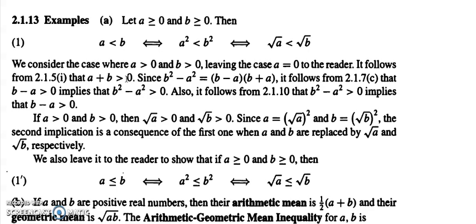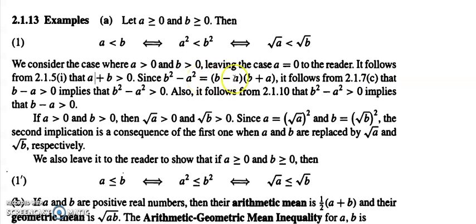A plus B will be greater than 0. Why is this? Because A is greater than 0, B is greater than 0. So adding these two, you'll get that this will be greater than 0 by the first property. Okay. Now B square minus A square.